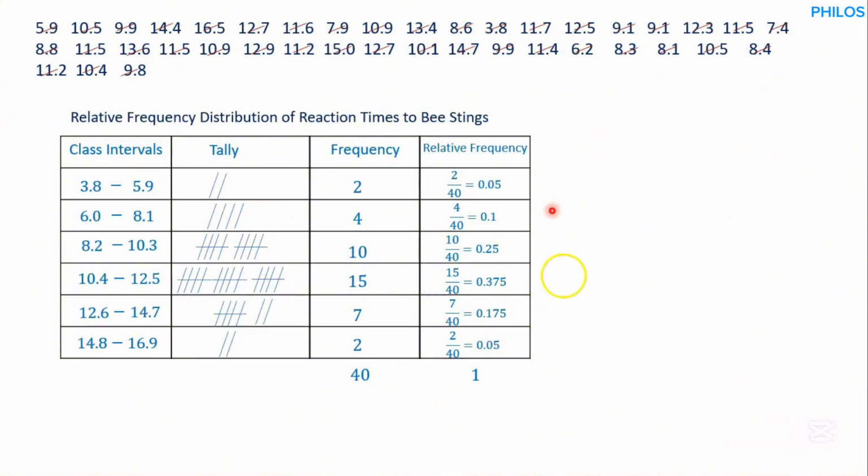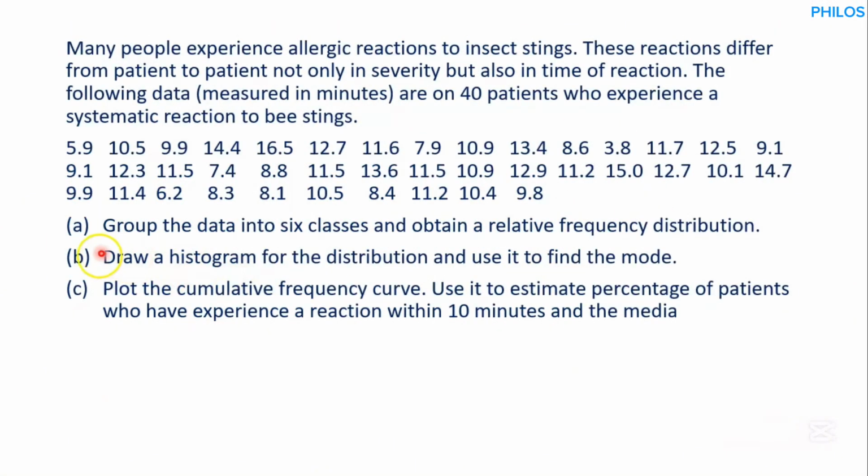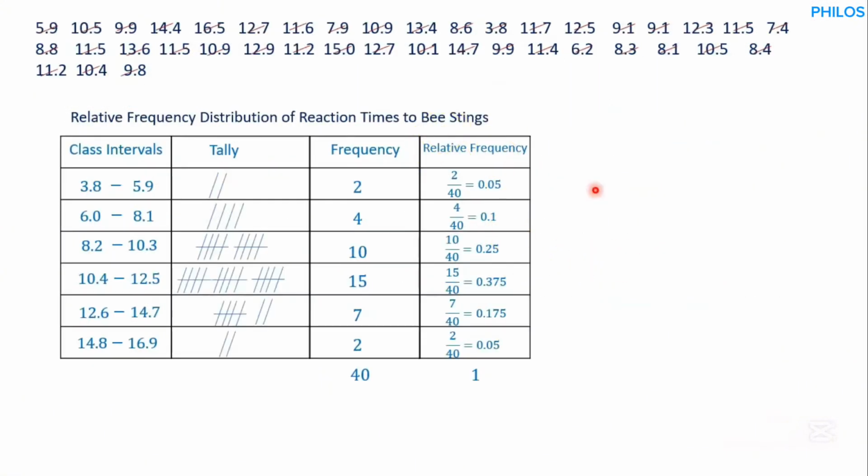Okay. So let's go back to the question again. Question B says, draw a histogram for the distribution and use it to find the mode. So let's see how to do that. Let's go back to the table. Now if you want to draw a histogram, you will need the class boundaries and the frequency. You can also use the relative frequency in place of the frequency, okay? But let's say we will need the class boundaries and the frequency. So let's find the class boundaries.